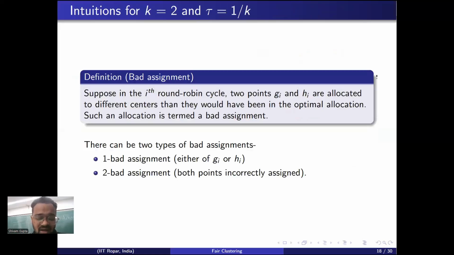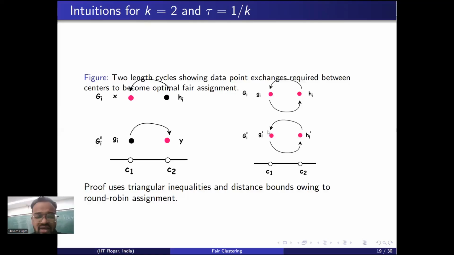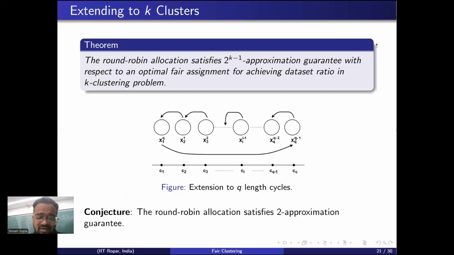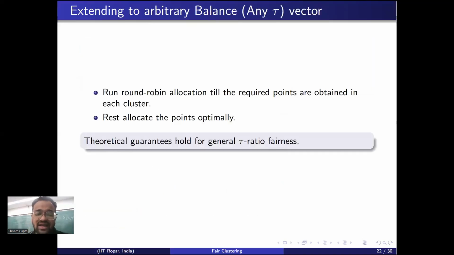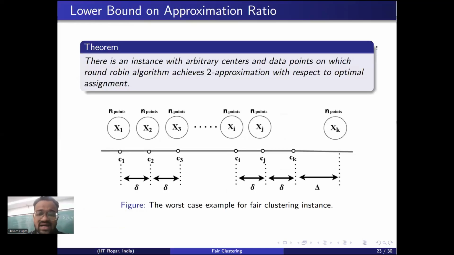After that, the intuition behind the proofs was like, we came up with some bad assignment. A bad assignment would be something in the form of a cycle, where we would be showing the data exchange combinations that might be possible. Let's say, for example, in the instance shown, we are showing it for k equal to 2. We were using triangle inequalities and mainly the properties of the round robin algorithm to bound these factors. Next, we show that this algorithm has a 2 raised to the power k minus 1 approximation for general k. But the existing open problem is that we can prove it to be a 2 approximation, and right now we conjecture that. But we show that the guarantees are tight with respect to this, and we have an instance for that.